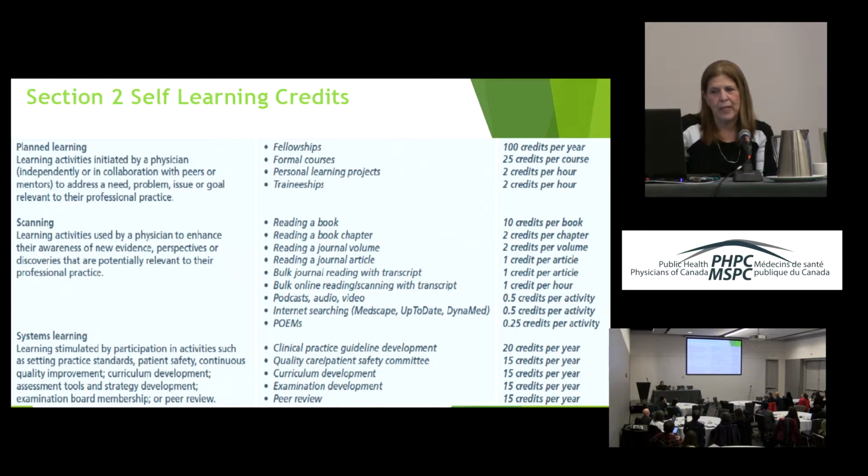For participating in performance review within institutions, 15 credits per year. Curriculum development, 15 credits per year. Examination development, 15 credits per year. And peer review, 15 credits per year.